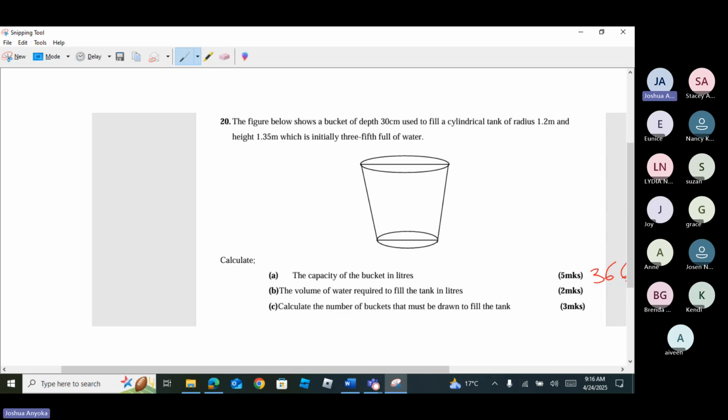Okay, let's confirm and we debate and see whether we are on the right track. The figure below shows a bucket of depth 30 centimeters, which is used to fill a cylindrical tank of radius 1.2 meters and a height 1.35 meters, which is initially 3/5 full of water. Calculate the capacity of the bucket in liters.